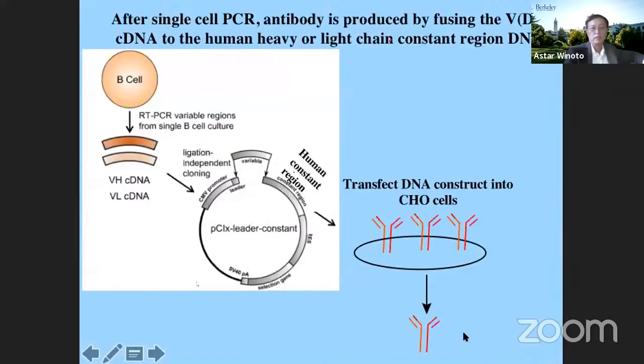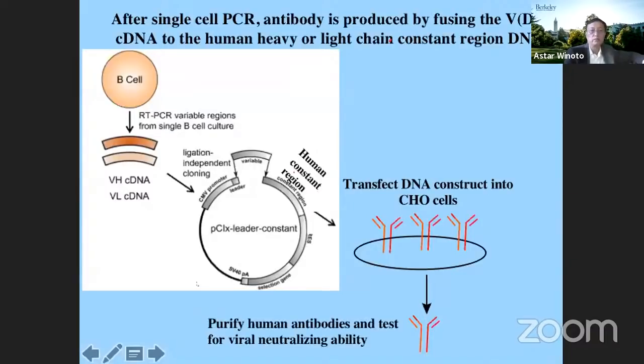Okay. So then you have lots and lots of these cells, each of them with their own different antibody, and you can test individually for the ability to neutralize the virus. And you purify the antibody first, obviously.